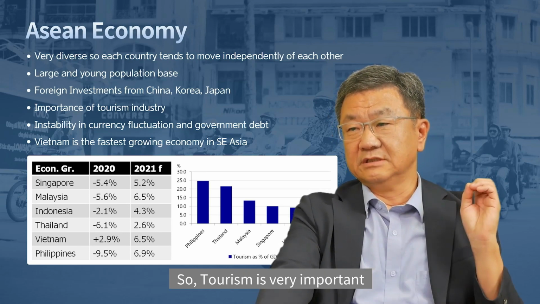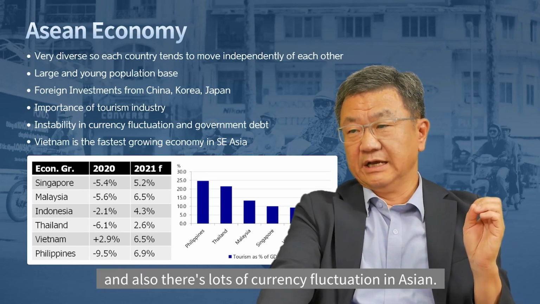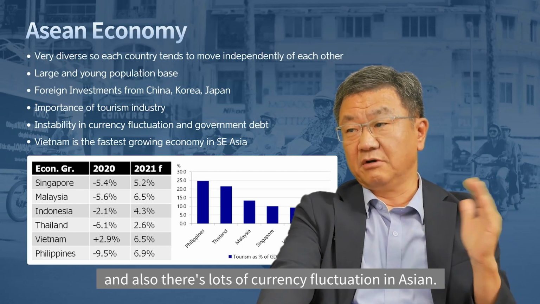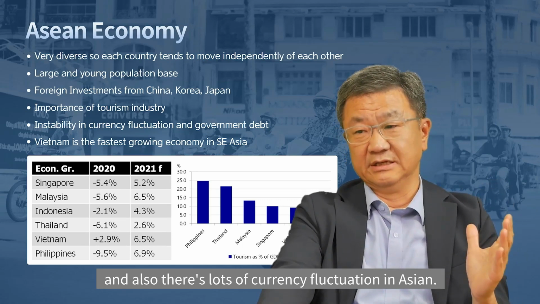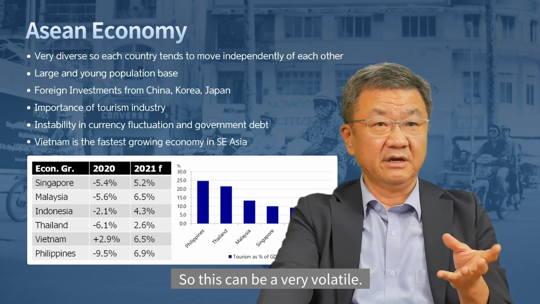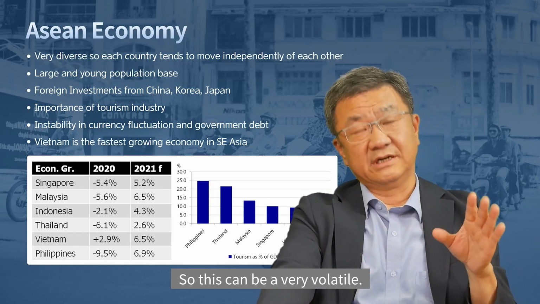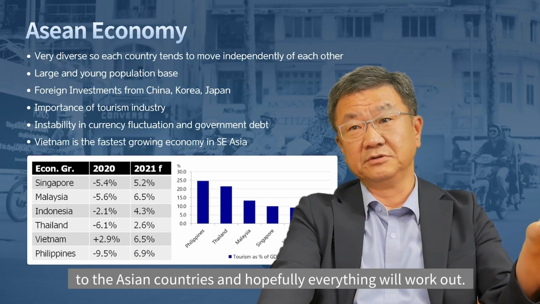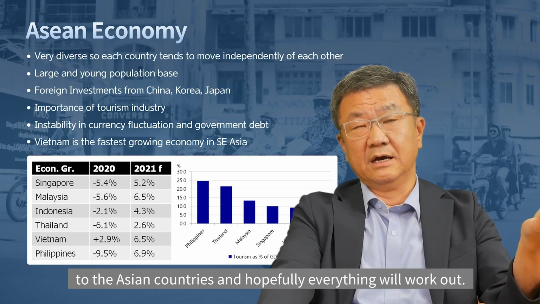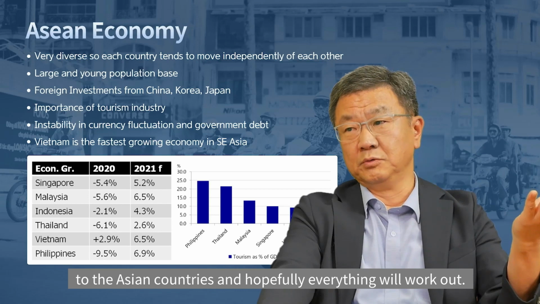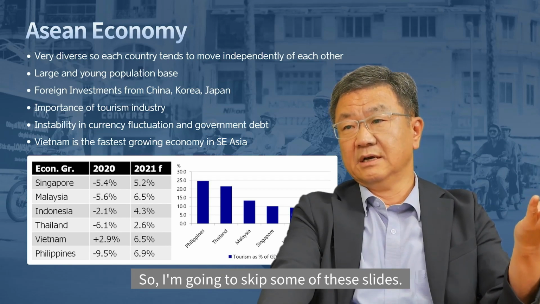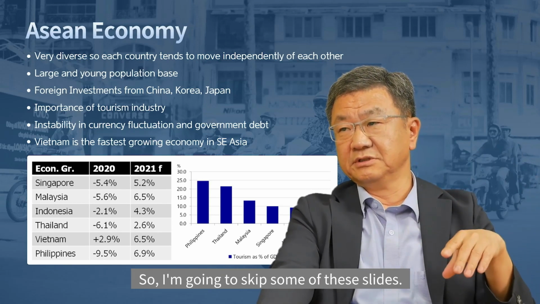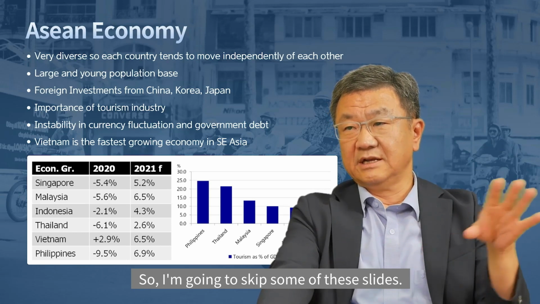So tourism is very important. And also there is lots of currency fluctuation in ASEAN. So this can be very volatile, because I know many Korean banks and Japanese banks are lending money to the Asian countries, and hopefully everything will work out. So I'm going to skip some of these slides.